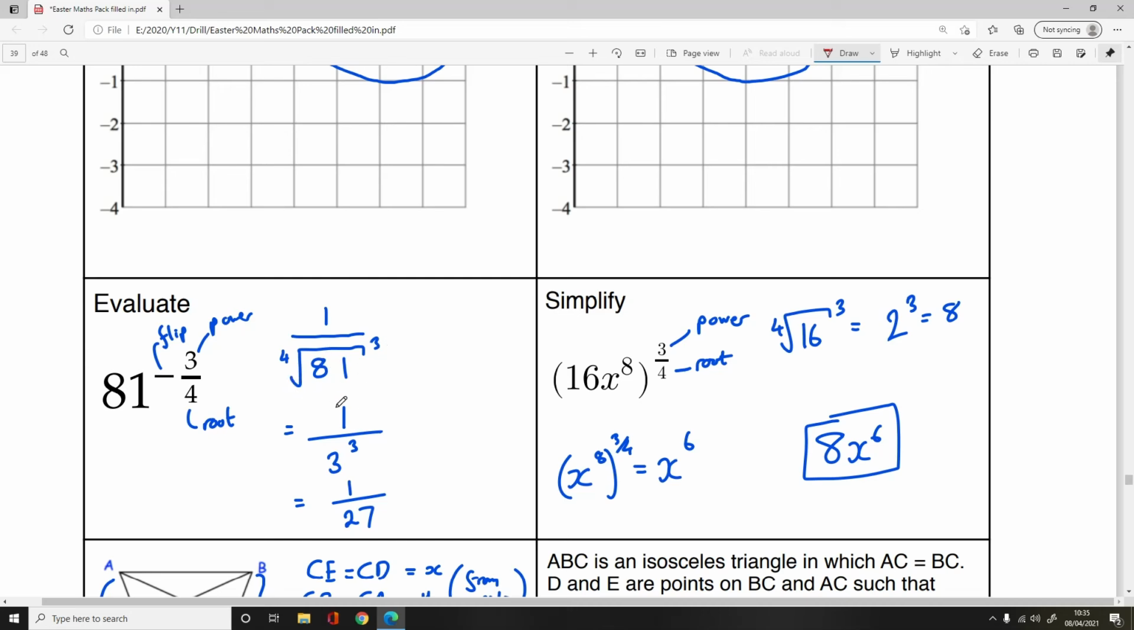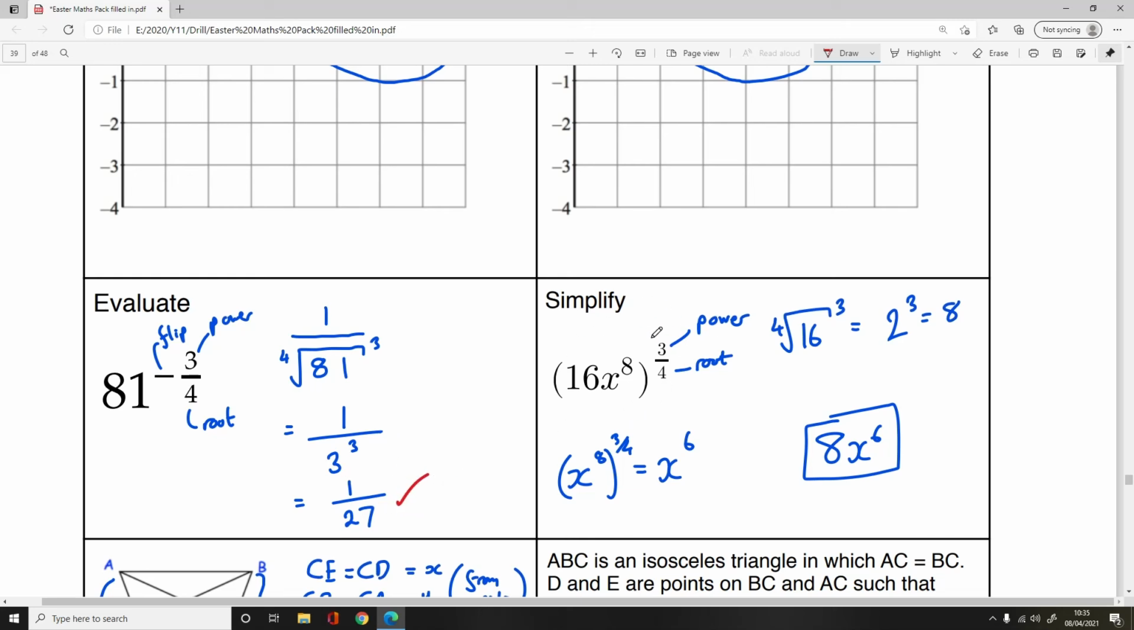So 4th root of 81, now you might not know that, but it is an odd number, so you'd think, okay, the answer to that's got to be odd. It's not going to be 2, and it's not going to be 5, because 5 times 5 is 25, times 5 is 125, times 5 is 625, which is getting way too big. But 3 times 3 times 3 times 3 gives me 81, so that's sorted. 1 over 3 cubed is 1 over 27, job done.